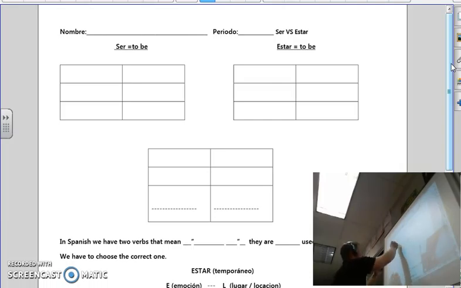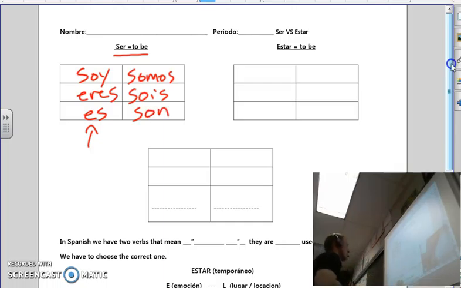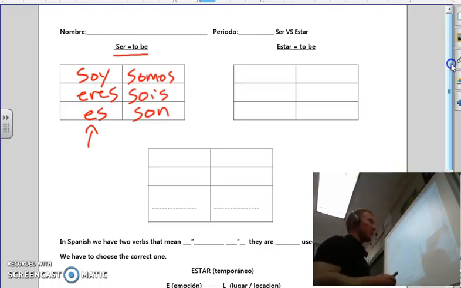You could probably fill this chart in by yourself. We got soy, eres, es. This would be is or it is or he is or she is. Somos, we are. Sois, para mis españoles, y son. Soy, eres, es, somos, son. We have a couple songs singing that.